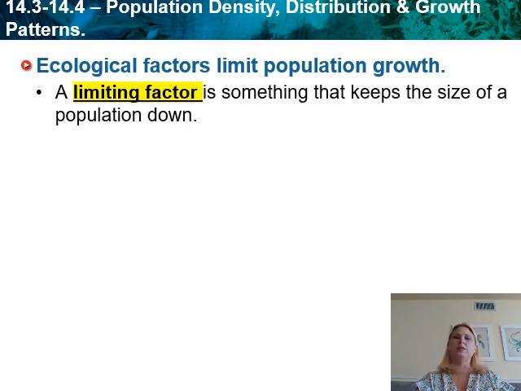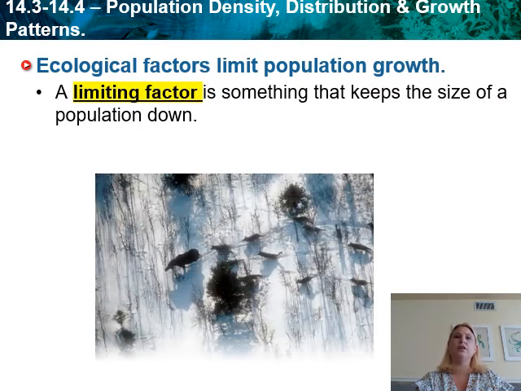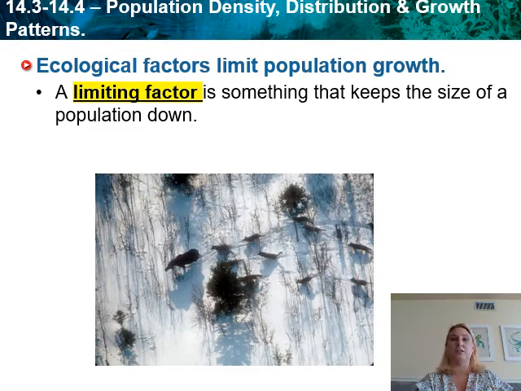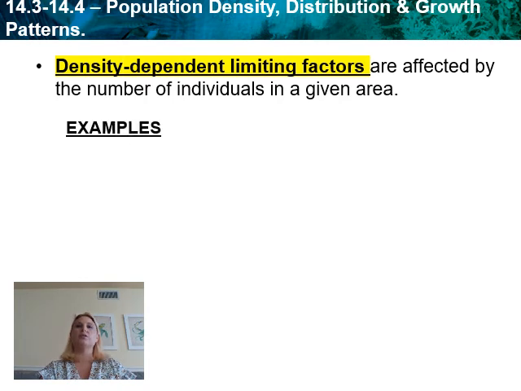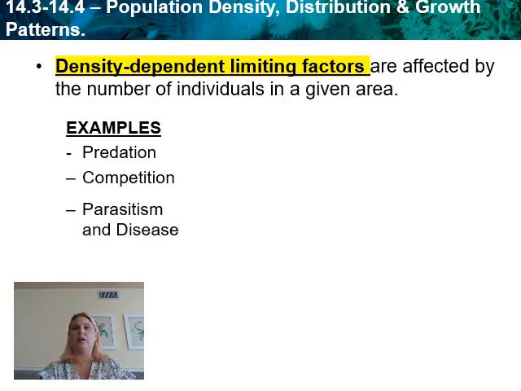Ecological factors limit population growth. A thing called the limiting factor is something that keeps the size of a population down. And it can be a lot of different things. So we have these things called density-dependent limiting factors. Density-dependent limiting factors are affected by the number of individuals in a given area, based on these examples.